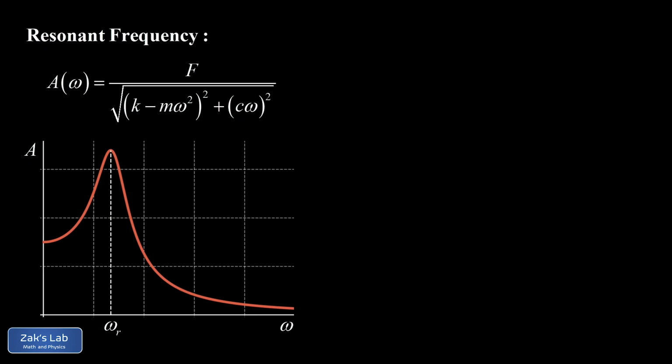So to maximize this function, we need to minimize the denominator, which means minimizing the interior of the square root. So that's what we're actually going to apply calculus to. So we're taking the omega derivative of the inside of that square root and setting equal to 0. And that should give us a local minimum of that function, which then corresponds to a local maximum of amplitude with respect to driving frequency.